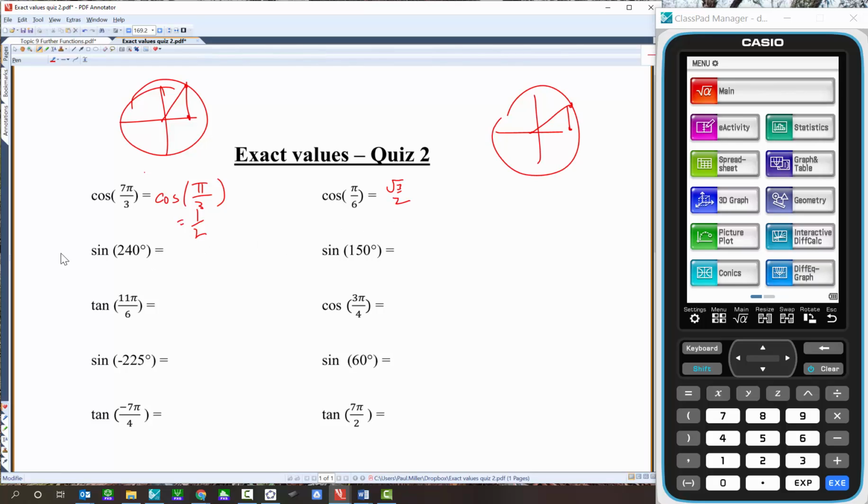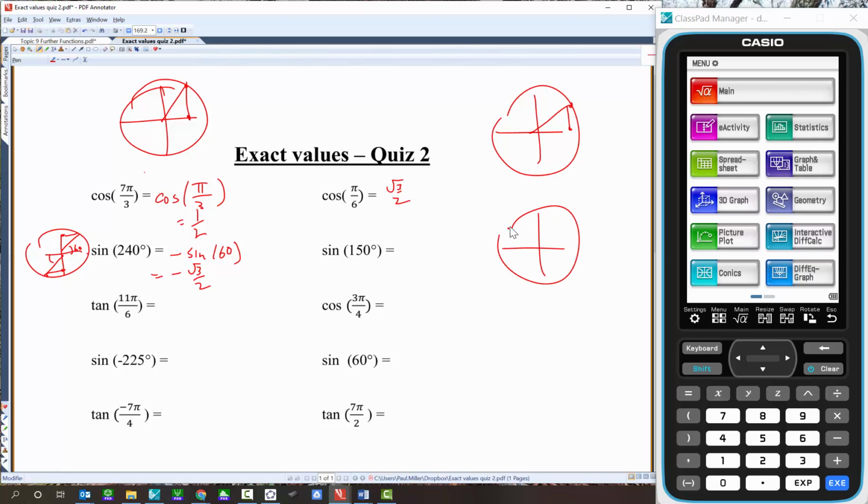Okay, the sine of 240. So 240, there's 180. 240 is down here. Sine is the y value and it's negative. So what we're going to do is it's 60 more than 180. We're going to go up here and do 60 more than 0 and get that positive, negate to get the negative. So this is the same as the negative sine of 60. Sine of 60 is root 3 on 2, so it's negative root 3 on 2.